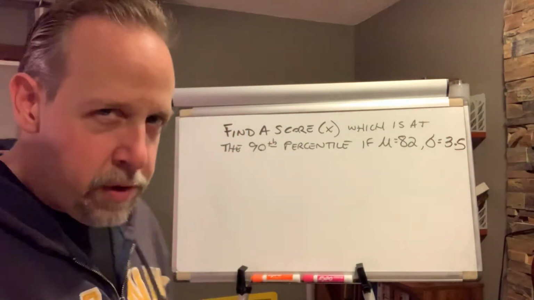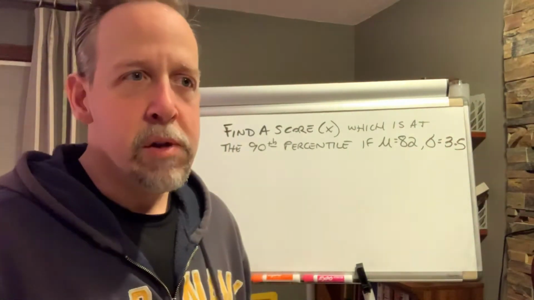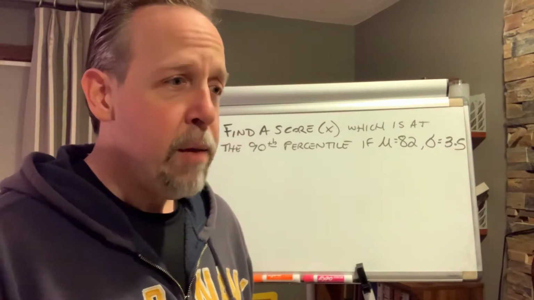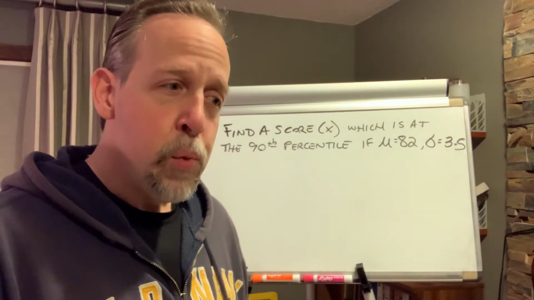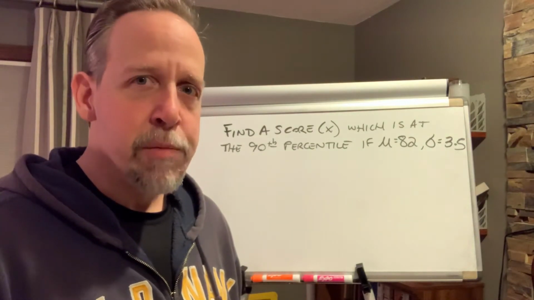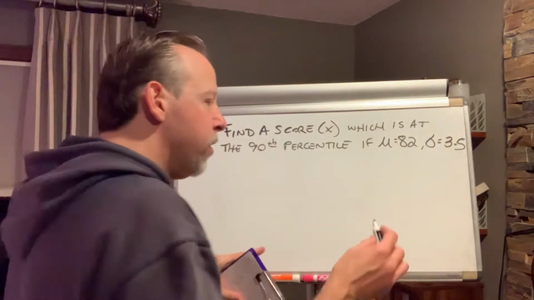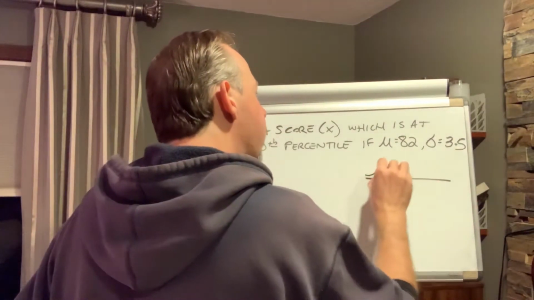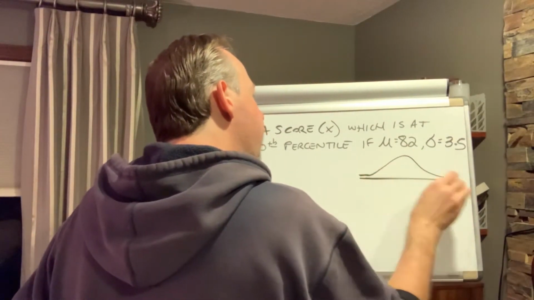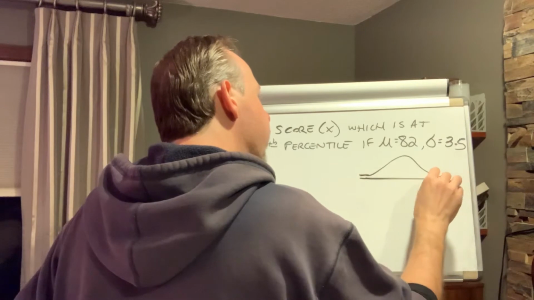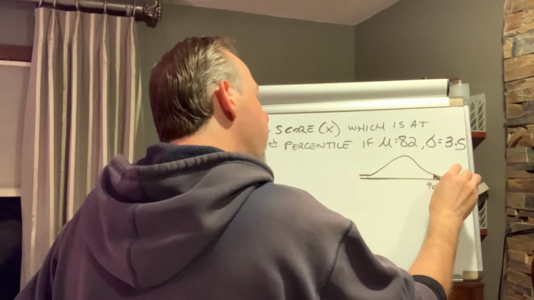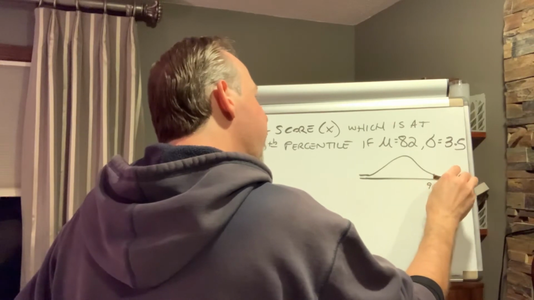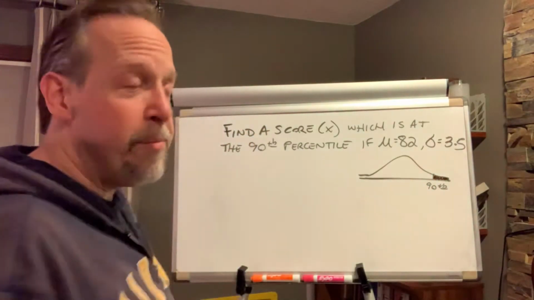So we're looking for a score. Consider this like there's a test that's been given, and we want to find out who's at the 90th percentile. So what score would denote the 90th percentile? So again, if we're looking at a curve, the 90th percentile is over here because it's got 90% of the area below it.